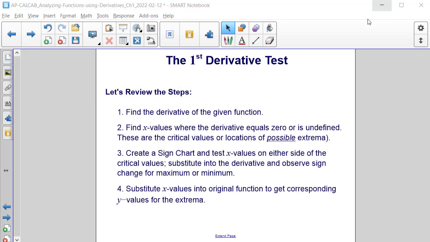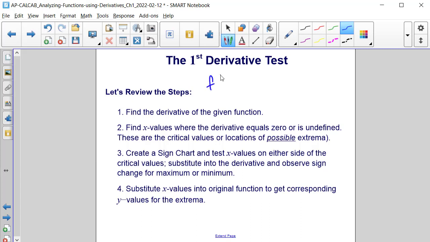Let's review the steps for the first derivative test before we begin working through more examples. First step is to find the derivative of the function. So if you have an f of x, step number 1 is to find f prime of x. Step number 2, find the values where the derivative is equal to 0 or is undefined. These are your critical values or locations of possible extrema. So we set f prime of x equal to 0.